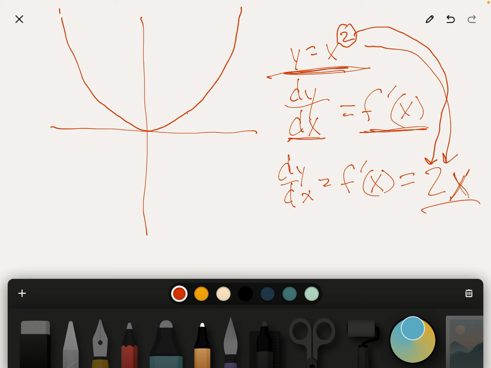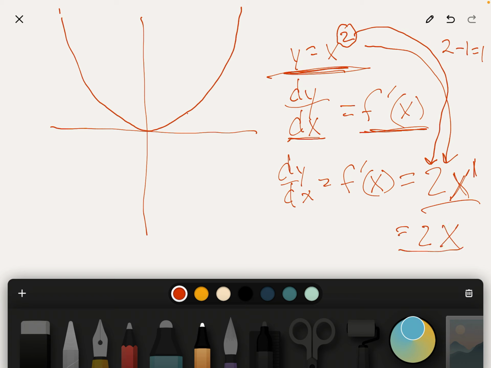And then the exponent, there's still an exponent there, more or less, theoretically at least, but it's going to be 2 minus 1 equals 1. So the derivative, f prime of x, dy over dx, equals 2x to the first power, which of course is just 2x. So what does that mean?